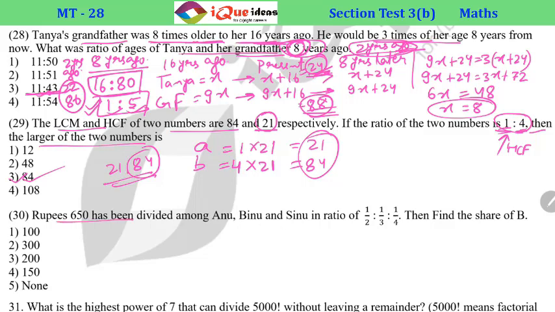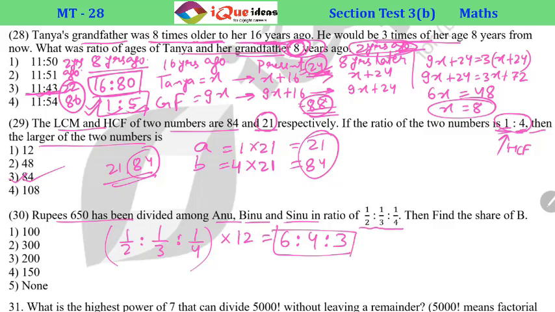Rupees 650 has been divided among Anu, Binu, Shinu in the ratio 1 is to 2 is to 1 is to 3 is to 1 is to 4. Alright. So it is 1 by 2 is to 1 by 3 is to 1 by 4. Now first of all what we need to do is make all of them whole numbers. So multiply by the LCM of the denominators. Now 2, 3, 4, the LCM is 12. So multiply by 12. 1 by 2 into 12 is 6, 1 by 3 into 12 is 4, 1 by 4 into 12 is 3. So the required ratio is 6 is to 4 is to 3.